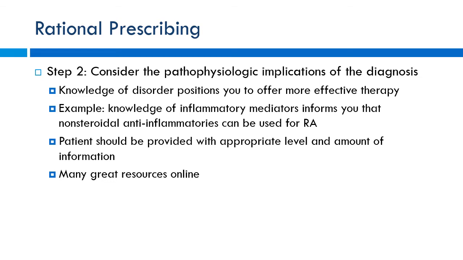What do I want to do from a medication standpoint to make this better for the patient? Knowing about RA, you learn that there are a lot of inflammatory mediators propagating this inflammation. Well, maybe I can use something like a nonsteroidal anti-inflammatory drug, an NSAID, to combat the inflammation I know is a hallmark of RA, right?